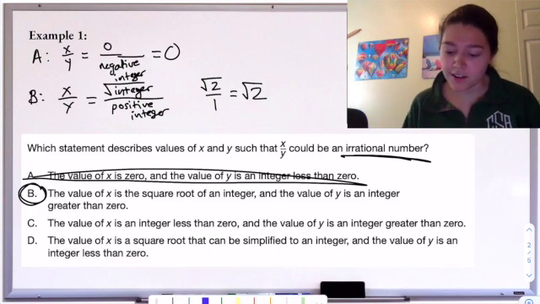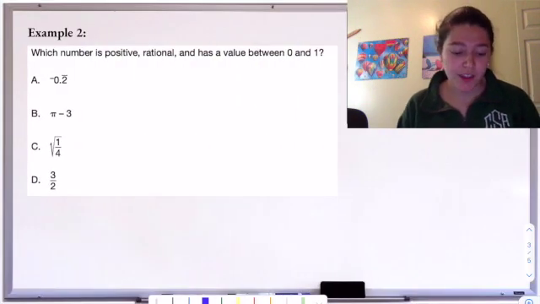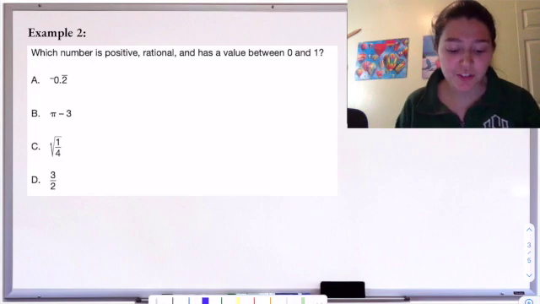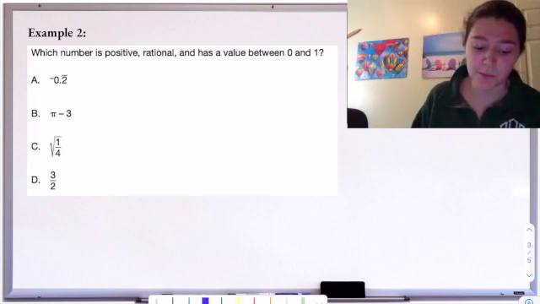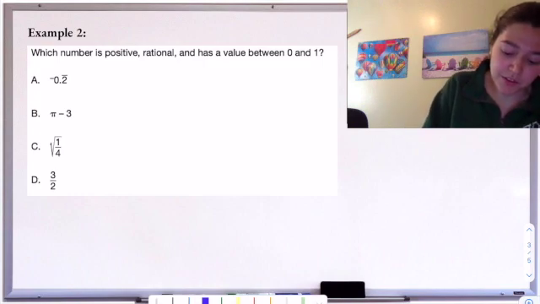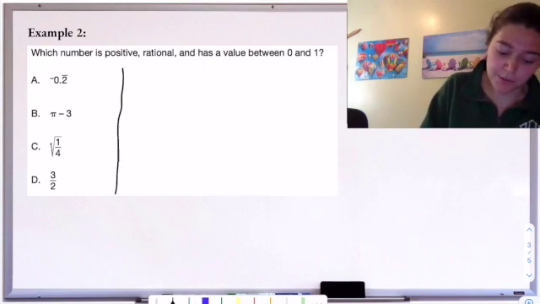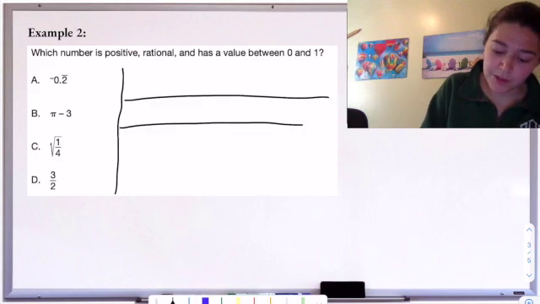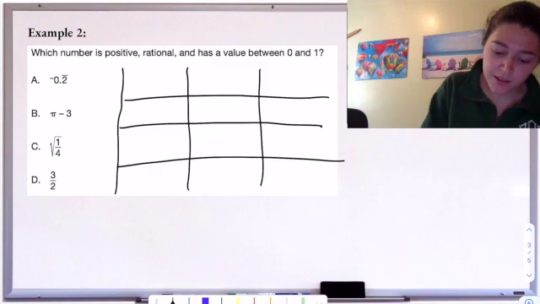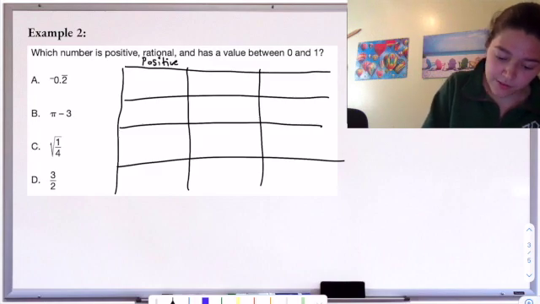Cool. All right, let's see a few more examples. Here in example 2, they're saying which number is positive, rational, and has a value between 0 and 1. Okay, so let's go through all of these numbers. We'll create a little table. So our right answer is going to be positive, rational, and between 0 and 1.